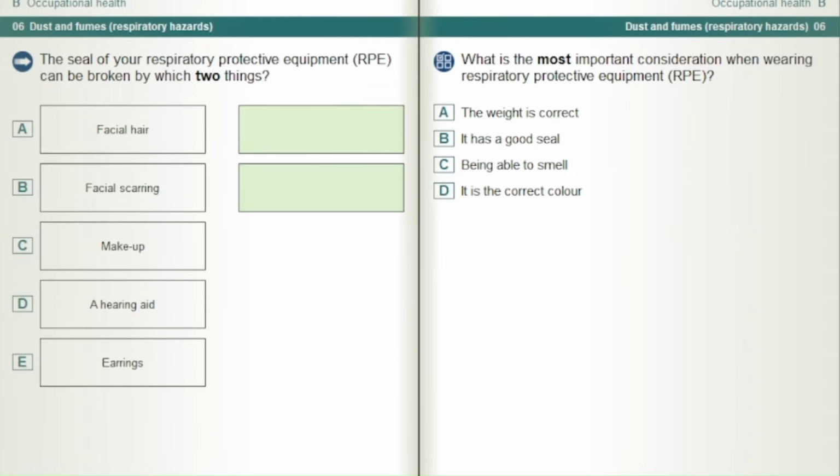The seal of your respiratory protective equipment, RPE, can be broken by which two things? Facial hair, facial scarring, makeup, a hearing aid, earrings.